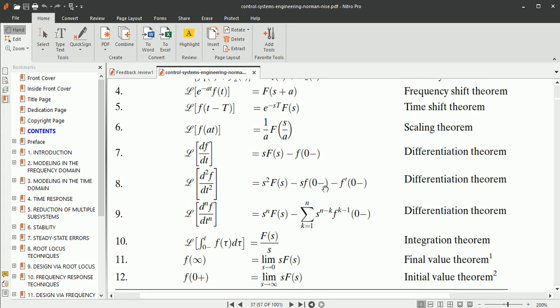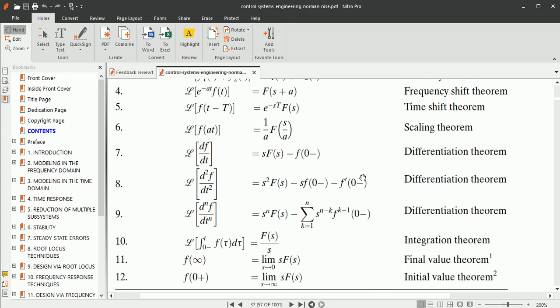0 negative, what is 0 negative? It's the initial condition, okay, and minus f dash at 0 negative. This is the complete formula of the second derivative, and the question becomes very much complex when you are given these values, because you have to put these values into your system to get an accurate answer.